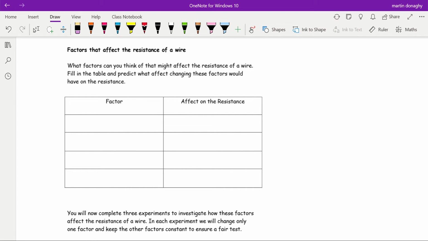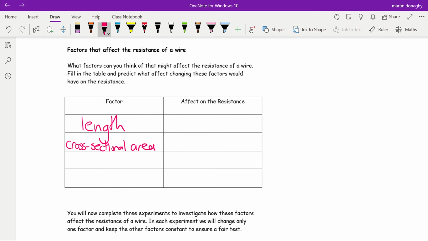So one of the things would be the length of the wire. Okay, so will a longer wire mean a larger or smaller resistance? Another thing might be the diameter, but we can't always assume it's going to be a circular cross-section wire. So we can include everything if we just say cross-sectional area. By that we mean if you slice through the wire and measured the area of that cross-section, how would that affect it? Would a bigger area mean that it has a bigger resistance or a smaller resistance?